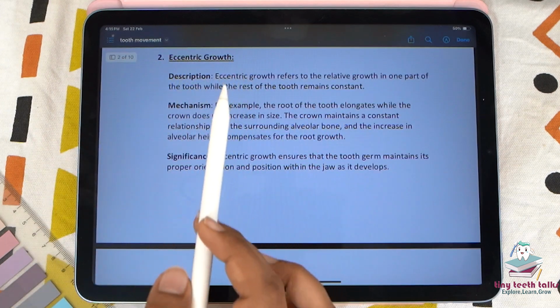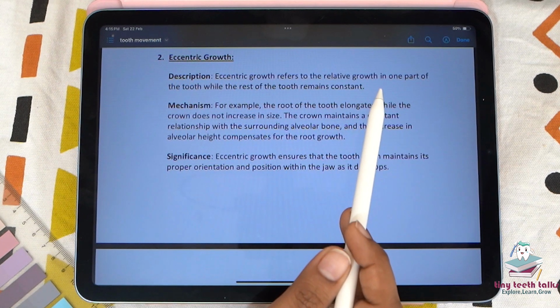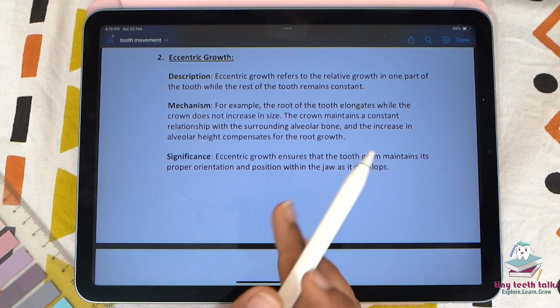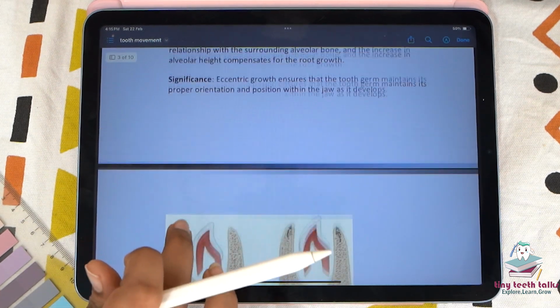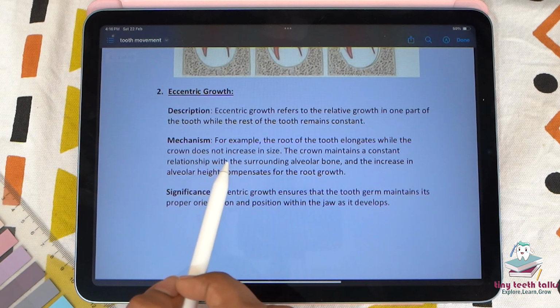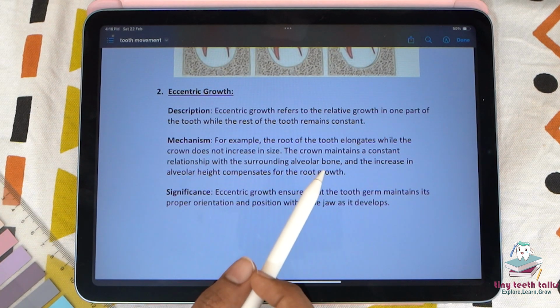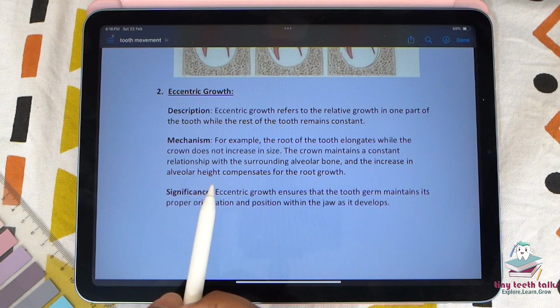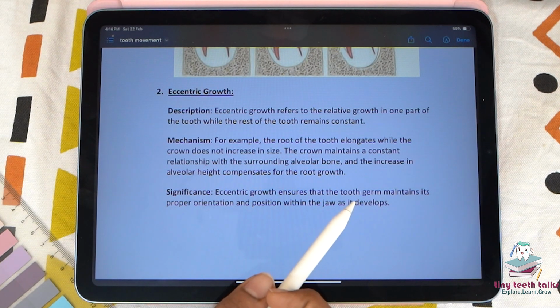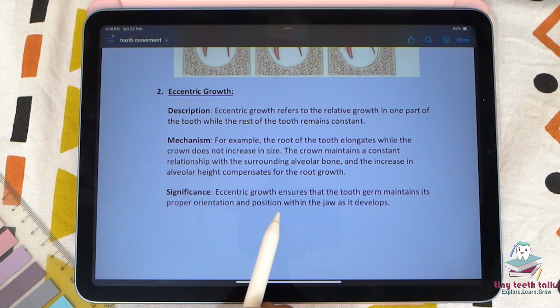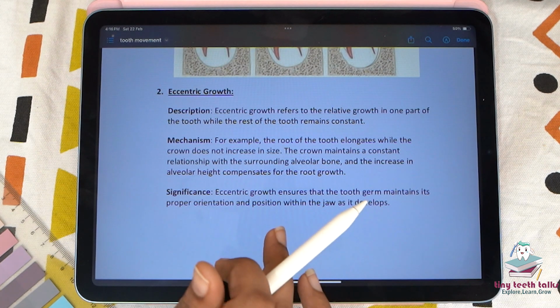Coming to eccentric growth. Eccentric growth refers to the relative growth in one part of the tooth while the rest of the tooth remains constant. For example, the root of the tooth elongates while the crown does not increase in size. The crown maintains a constant relationship with the surrounding alveolar bone, and the increase in alveolar height compensates for the root growth. Eccentric growth ensures that the tooth germ maintains its proper orientation and position within the jaw as it develops.